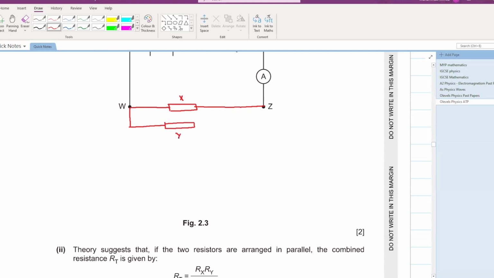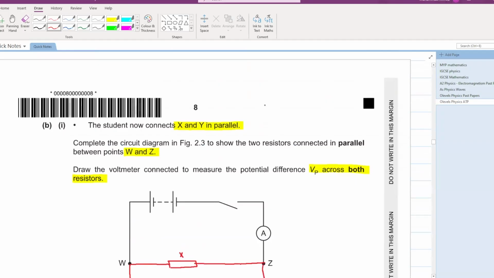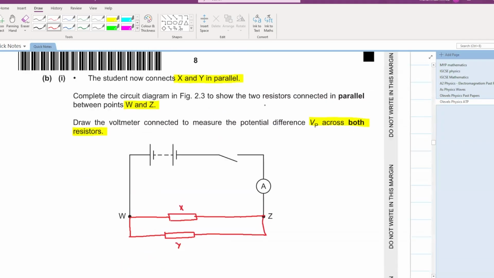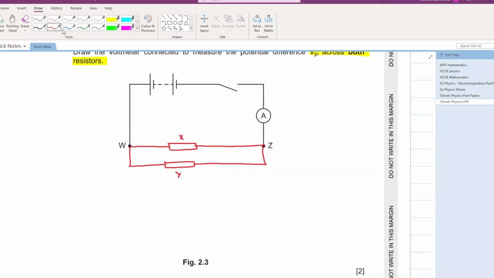But the job is not done. You also have to do one more thing. As far as I have noticed, you also have to do one more thing. You have to do what? Draw the voltmeter connected to measure the potential difference across both the resistors. You also have to draw the voltmeter as well. How will you draw the voltmeter? Voltmeter is always drawn in parallel. Like this. Voltmeter is always drawn in parallel like this. This marks the end of your question.